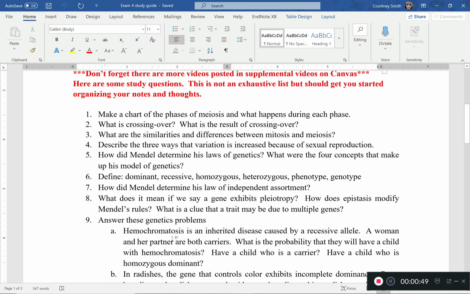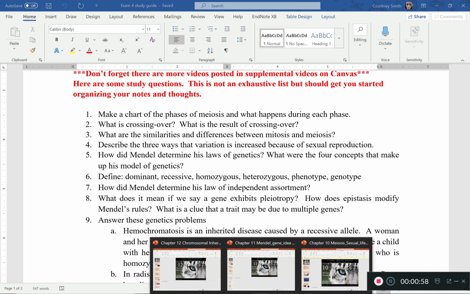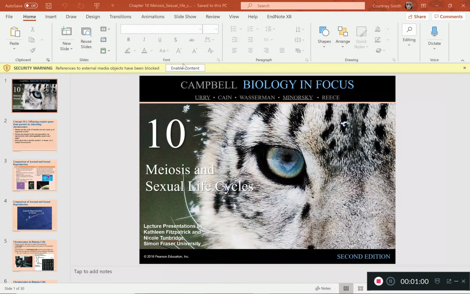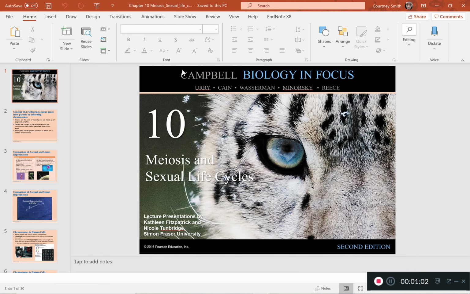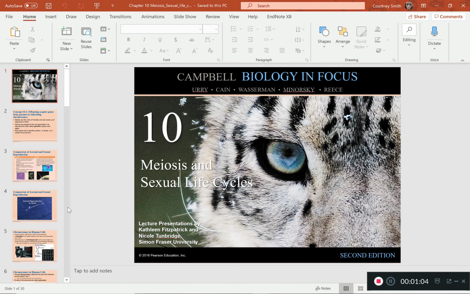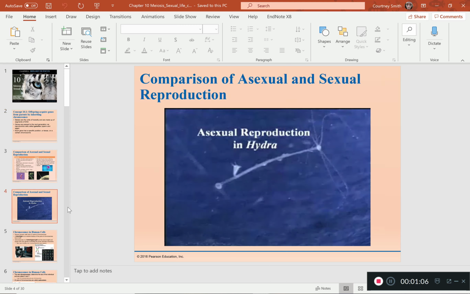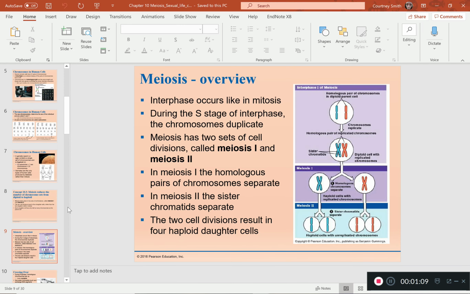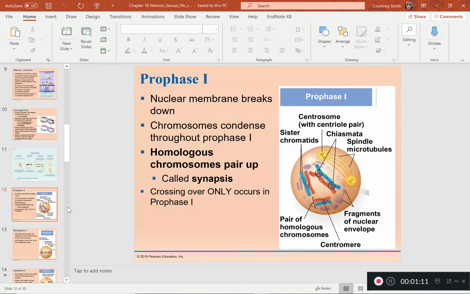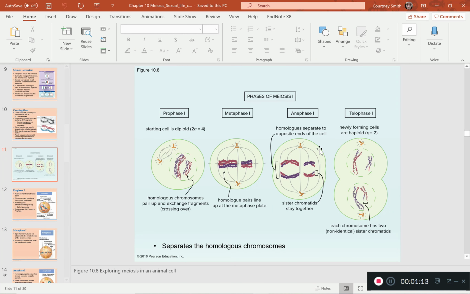We're going to start with number 1. It says make a chart of the phases of meiosis and what happens in each of them. With that, I'm going to pull up our lecture 10 slides. Lecture 10 goes over all of meiosis. A good chunk of meiosis should remind you of mitosis. So this is the overview of meiosis 1. Remember, meiosis goes 2 times instead of just once like mitosis.